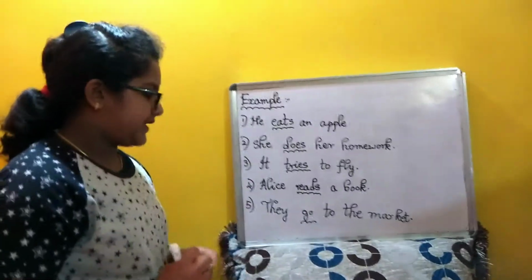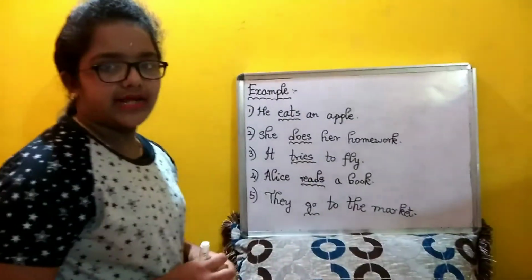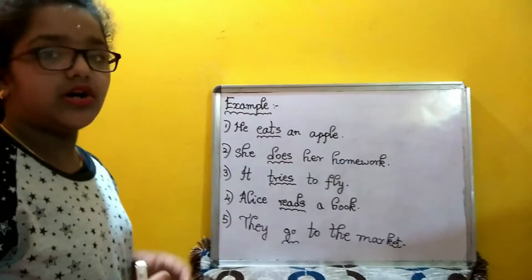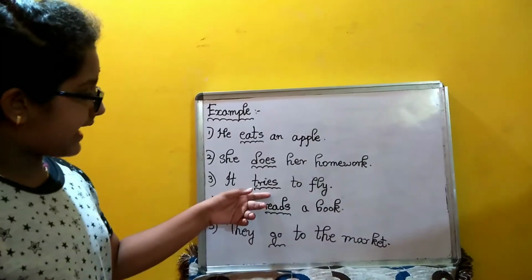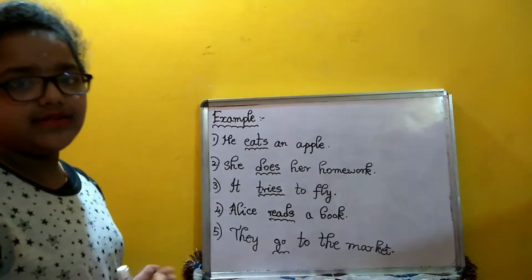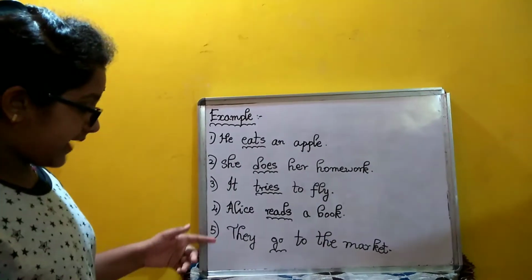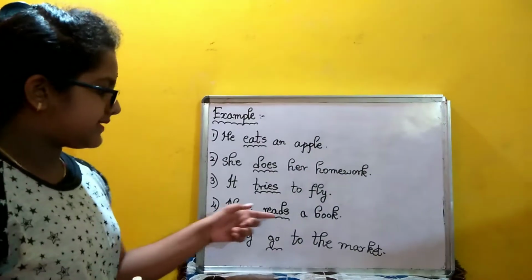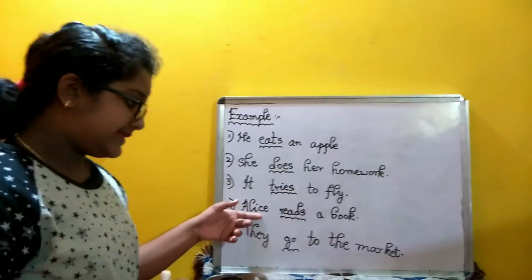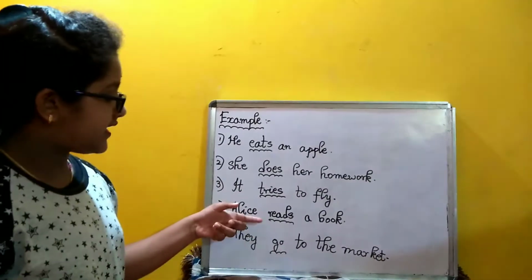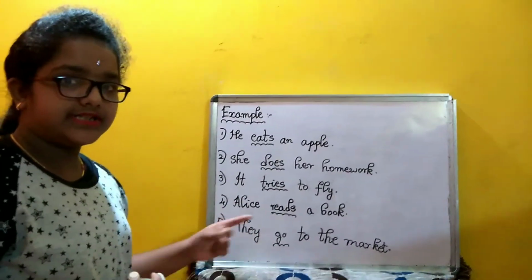Coming to the next one: it tries to fly. Here, it is third person. Moreover, it is singular also. And so we can add s, es, ies to the verb. Understand? Now coming to the name. Alice reads a book. Alice is a name which also comes under third person, and she is in singular format.